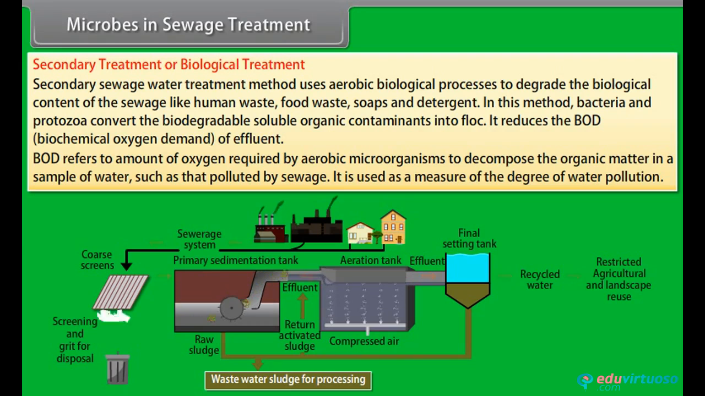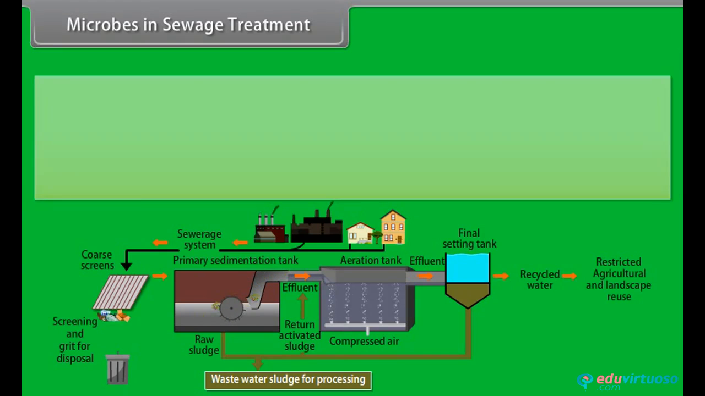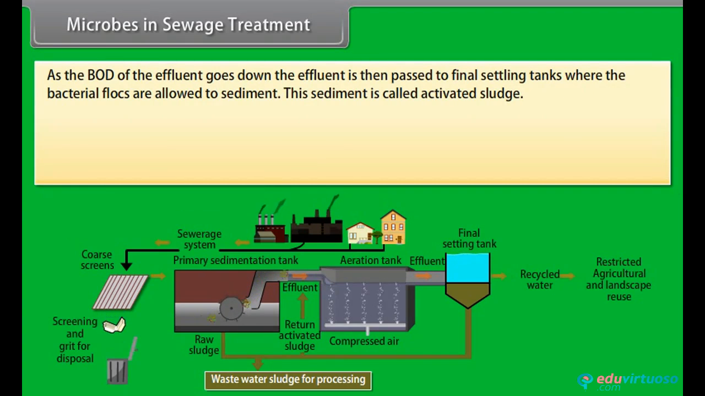BOD refers to the amount of oxygen required by aerobic microorganisms to decompose the organic matter in a sample of water, such as that polluted by sewage. It is used as a measure of the degree of water pollution. As the BOD of the effluent goes down, the effluent is then passed to final settling tanks where microbes in production of biogas.